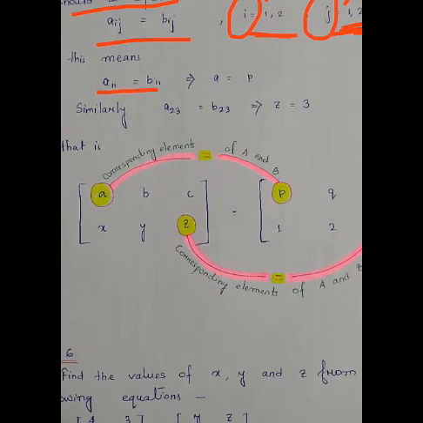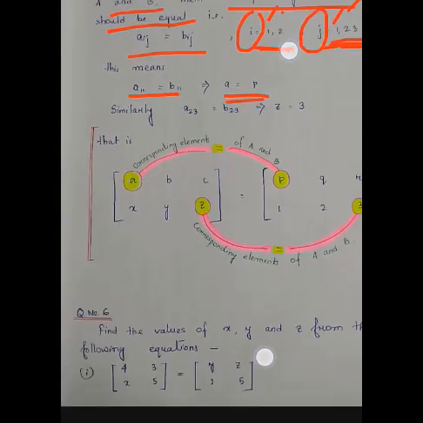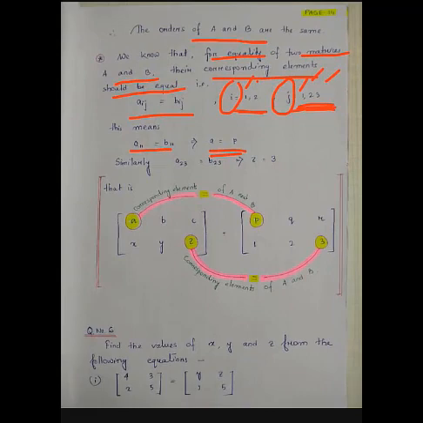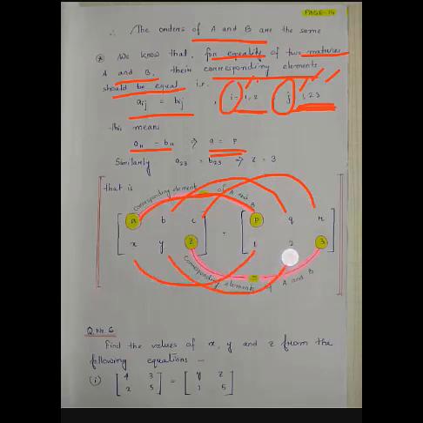That means A11 equals B11. That means in the previous example, what was said in the illustration part is that A is equal to P, B is equal to Q, C is equal to R. Similarly, X is equal to 1, Y is equal to 2 and Z is equal to 3. That means the corresponding elements of both the matrices should be equal. So this is the condition of equality of two matrices. So these are the conditions of equality of two matrices.